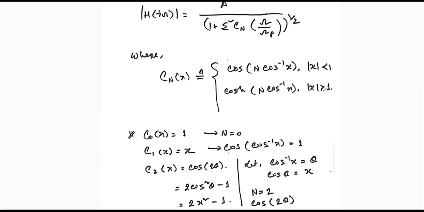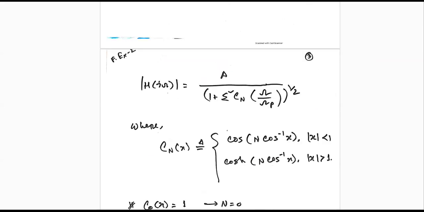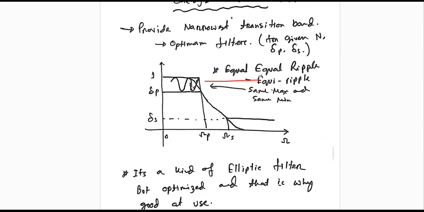When x is greater than 1, for this case, when omega is greater than omega p, that means at the range after this. Before this, what is the range? Omega divided by omega p. The value is more than 1 or less than 1. For this range, this is less than 1.